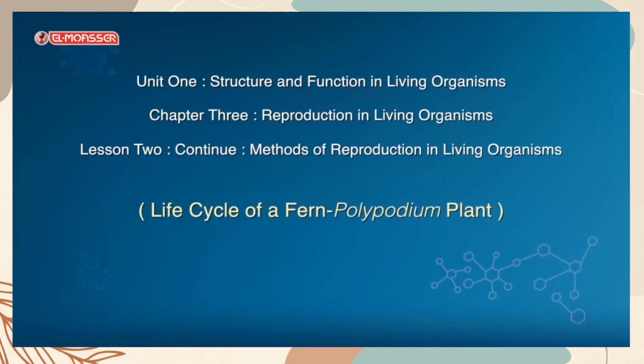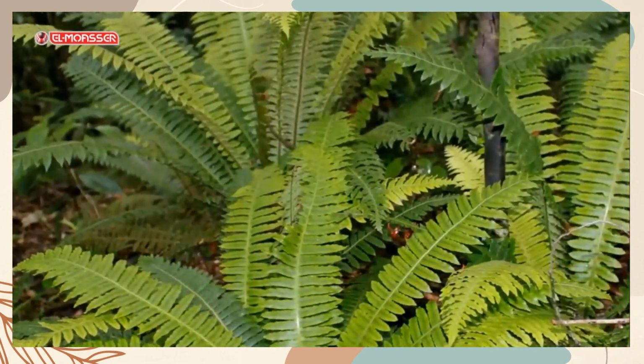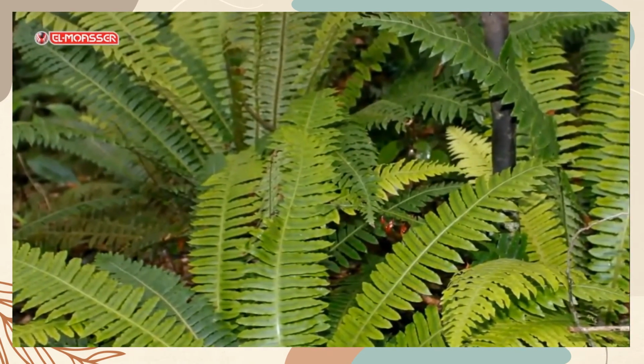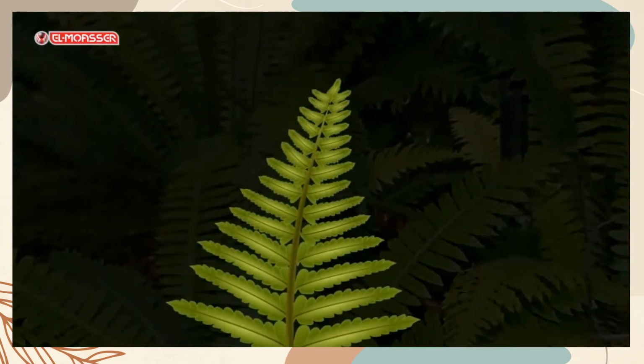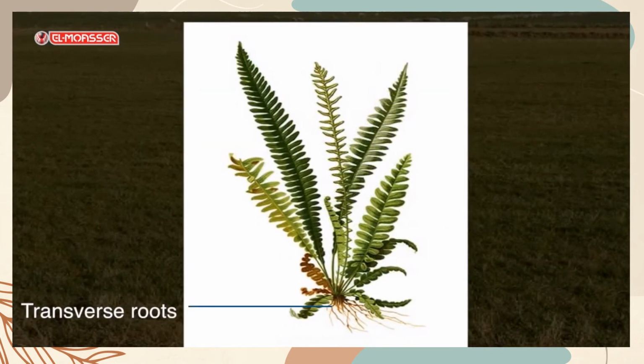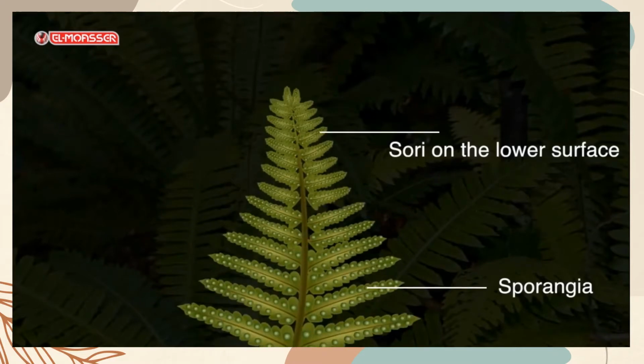Life cycle of a fern polypodium plant. Ferns. Ferns are the simple plants, for example, polypodium plant that is known as an ornamental plant, and also the adiantum plant that is grown on the edges of the wells and shaded streams. The life cycle of polypodium starts with the sporophyte that is differentiated into transverse roots, subterranean stems called rhizome, and green leaves. There are on the lower surface of its leaves a group of sporangia called sori.